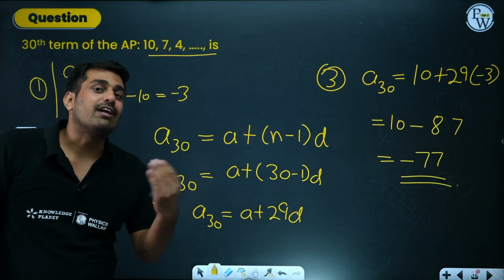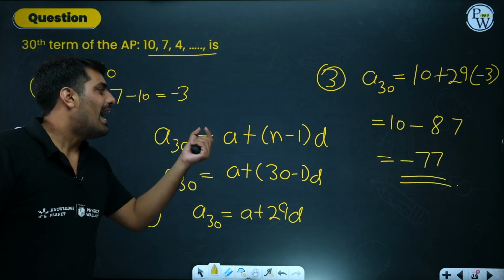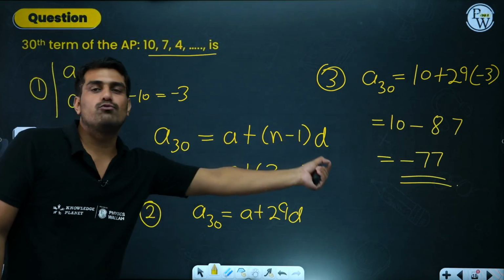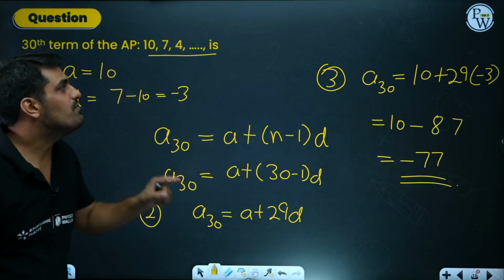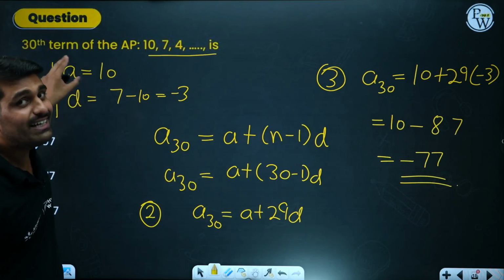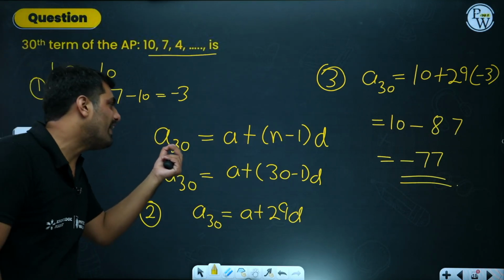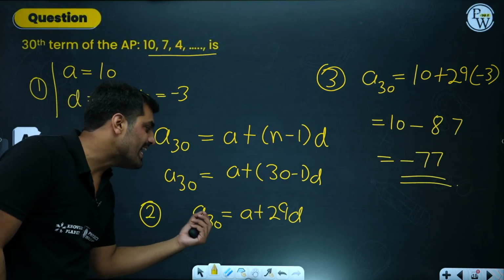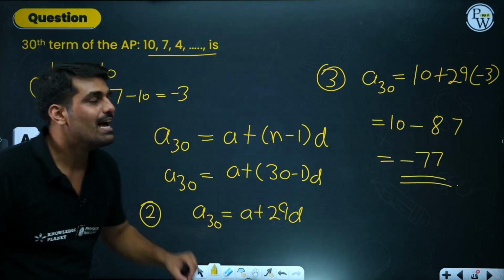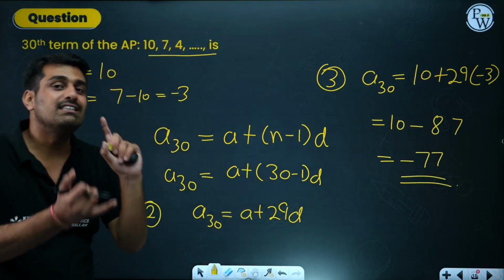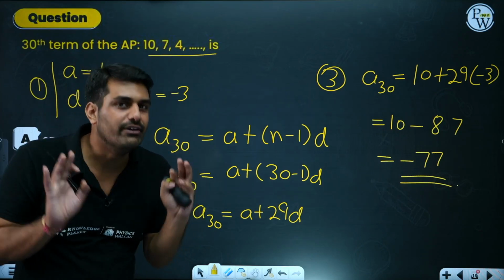Using this question, I have tried to explain to you the formula An equals a plus n minus 1 into d. N over here is the term which we are trying to find out. They have asked the 30th term, so we have put the value of n as 30. Directly we can write A30 equals a plus 29d. And since the AP is given, that means the values of a and d are given to us.